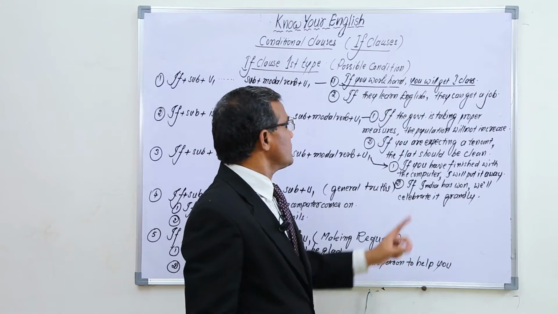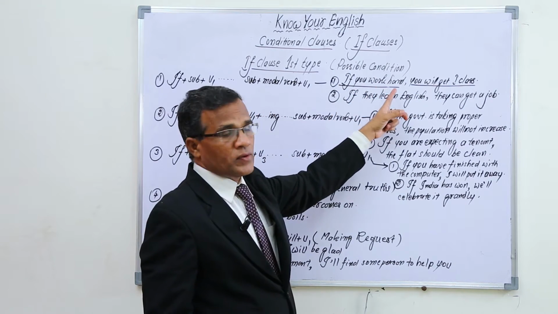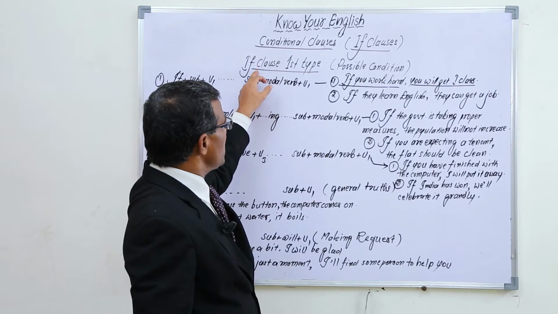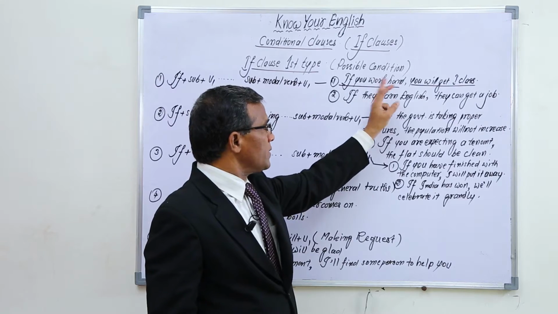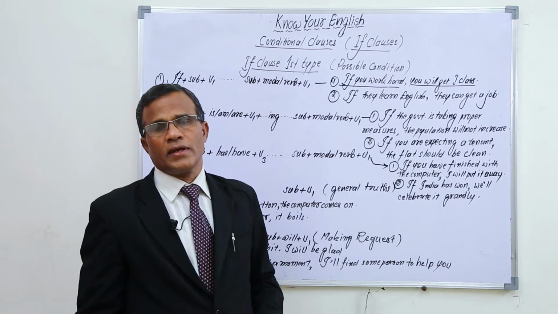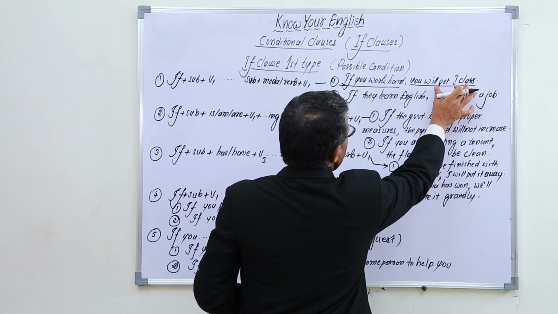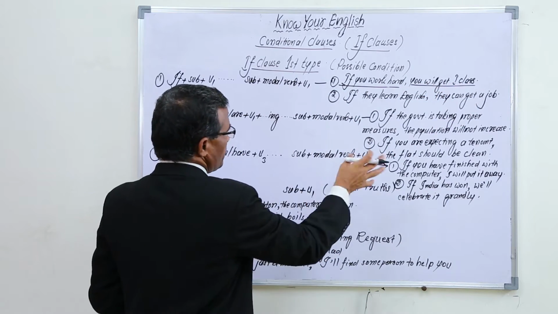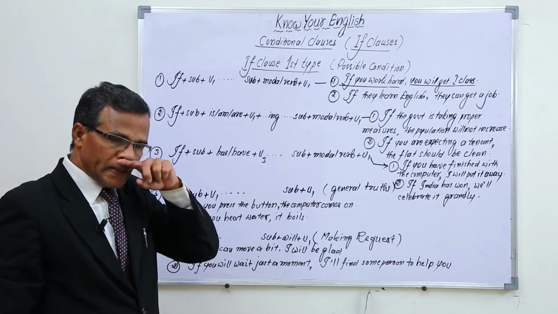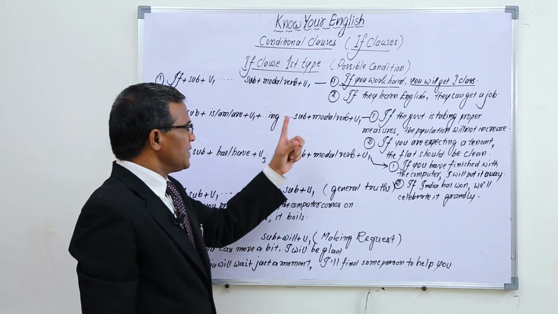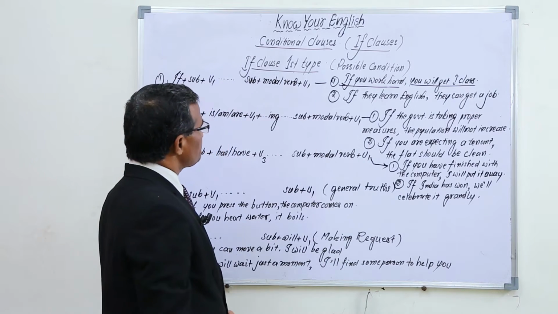The clause which begins with if is called the if clause. So the if clause means the clause which is introduced by if, and the other is a normal clause. This is one clause, this is another clause. In the same way, in each sentence you can find two clauses. One is the if clause and the other is the normal clause.